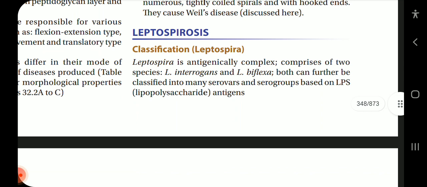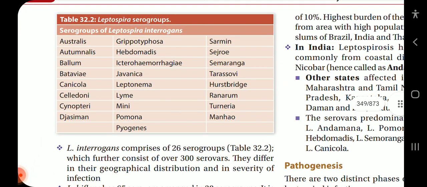Okay, now starting with leptospirosis. What is the classification of Leptospira? Leptospira is antigenically complex, comprised of two species, Leptospira interrogans and Leptospira biflexa. Both can be classified into many serovars and serogroups based on lipopolysaccharide antigens. So Leptospira serogroups we can see here. These are all the various groups of Leptospira.